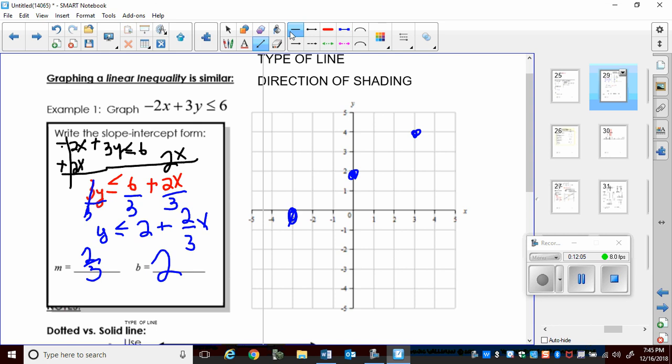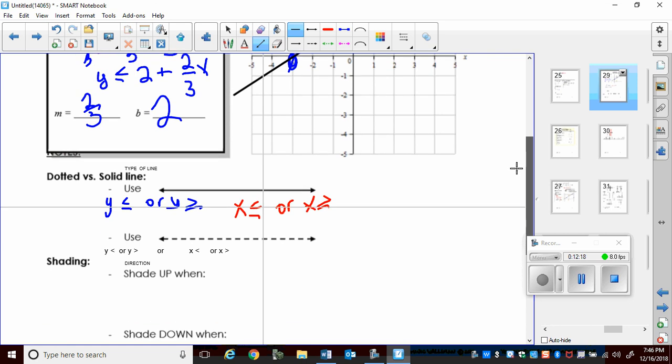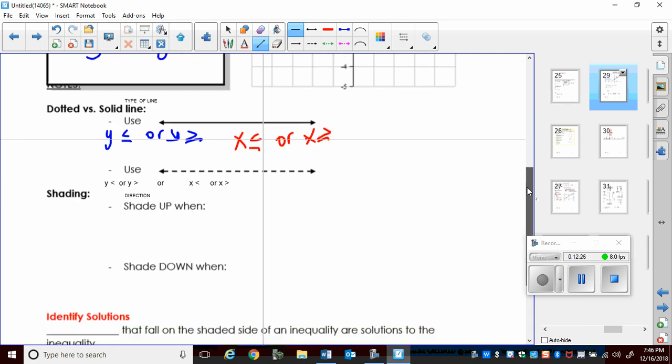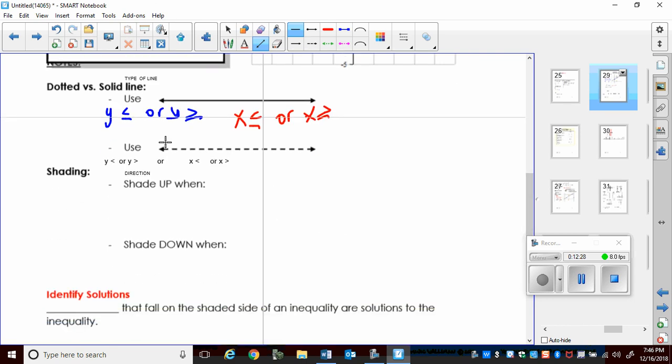And I want you to do the same thing. Graph a solid line here, through those points. So that's what it looks like, right? Now, let's talk about the direction of shading. How do we shade? Typically, we've only been shading to the left if it's less than, or to the right if it's greater than. Well, we have two things.